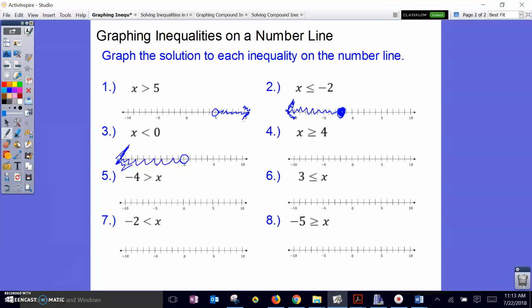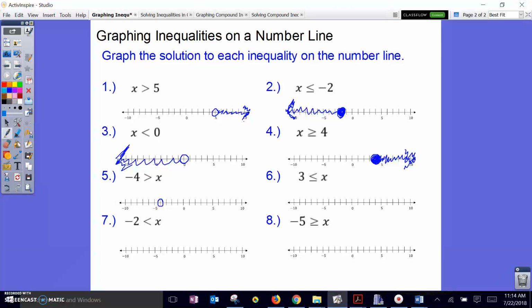X is greater than or equal to 4. Solid circle because the sign has an equals portion to it at 4. And we're looking for values of x that are bigger than that. The values are bigger over to the right. All right. Next one says -4 is bigger than x. -4 is greater than x. So we have an open circle since there's no equal portion to the inequality sign.